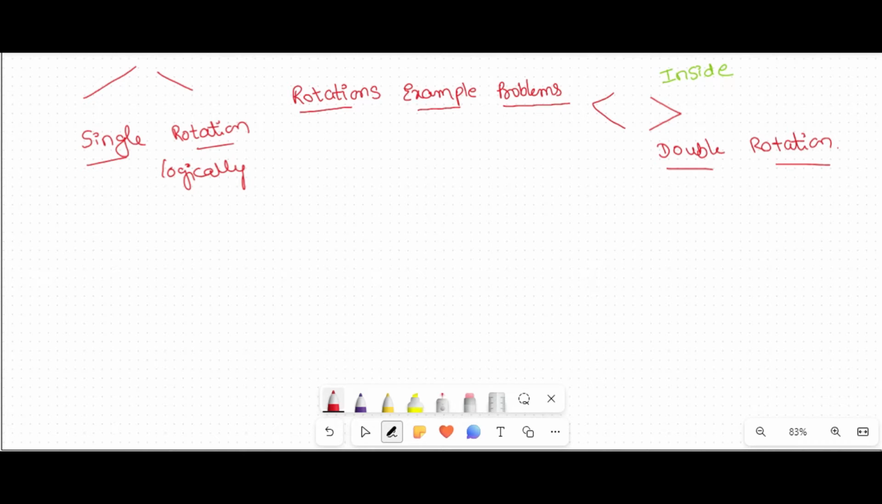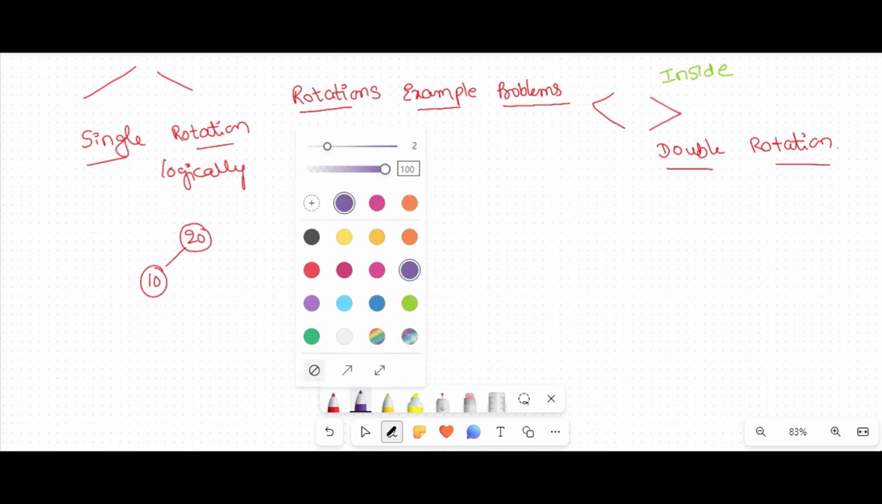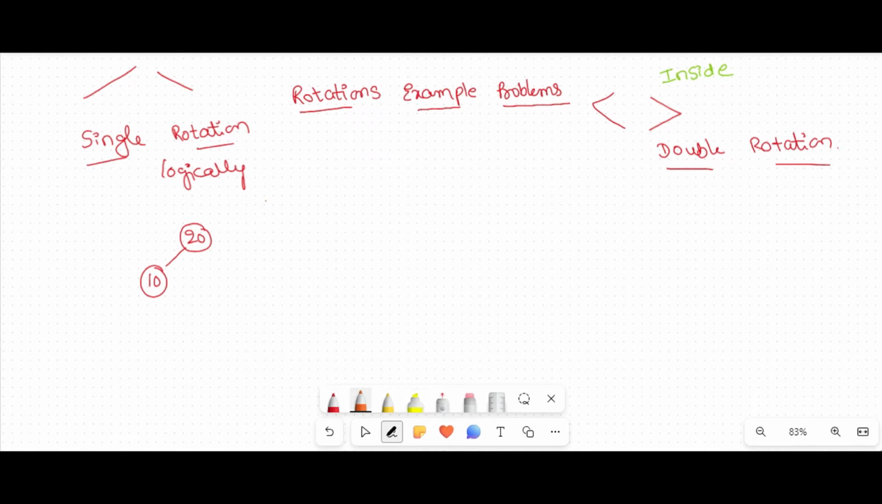For example, this is the tree: a binary search tree with root 20 and its left child 10. Now I want to insert the element 5 here. First check whether it is an AVL tree or not. For this node the balance factor is 0, for this node the balance factor is 1. It is an AVL tree.